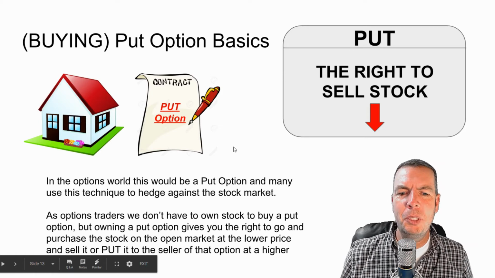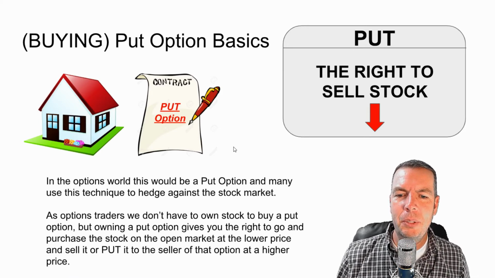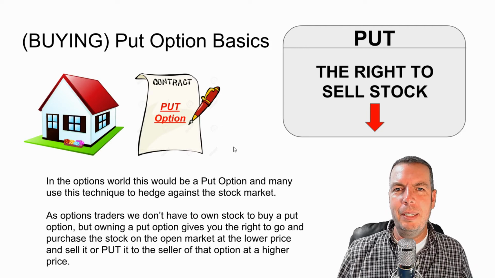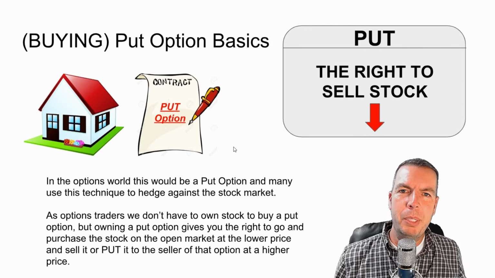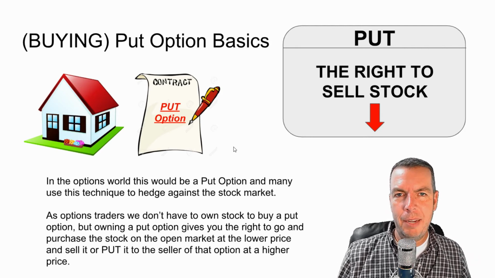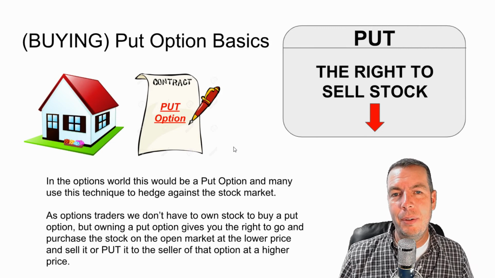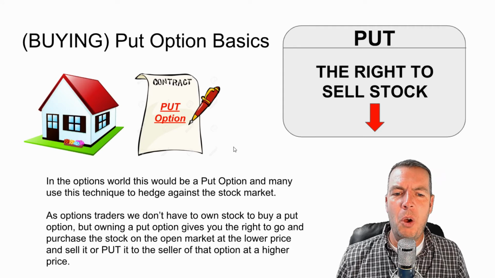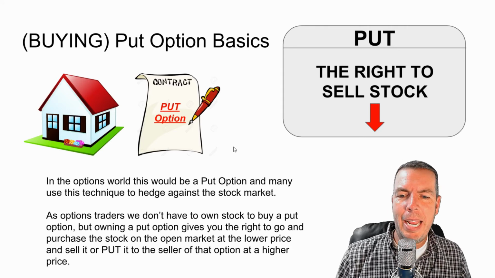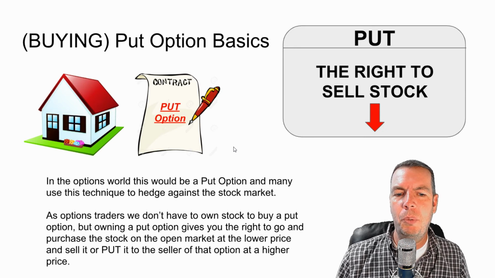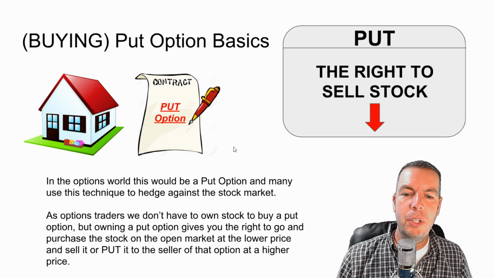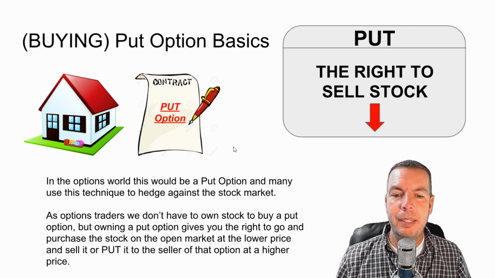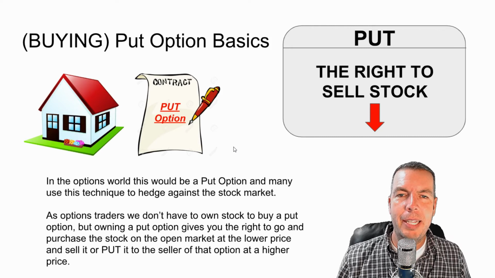So in the options world, this would be a put option, and many use this technique to hedge against the stock market. So let's say you own a bunch of stock and you expected the market to kind of go down. Well, you could buy a protective put. You could buy a put that would gain value if that market or that stock went down, to hedge against any losses. And as an options trader, we don't have to own the stock to buy a put option, but owning a put option gives you the right to go and purchase the stock on the open market at the lower price and then sell it or put it to the seller of the option at that higher price.